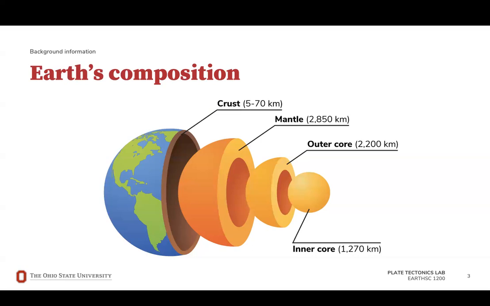Finally, the crust is the outermost layer of Earth. It is between 5 and 70 kilometers thick and has two main types, oceanic and continental crust, which differ in density and composition.